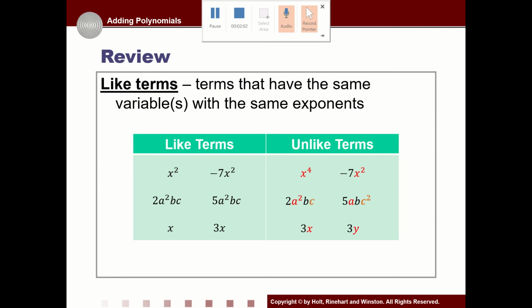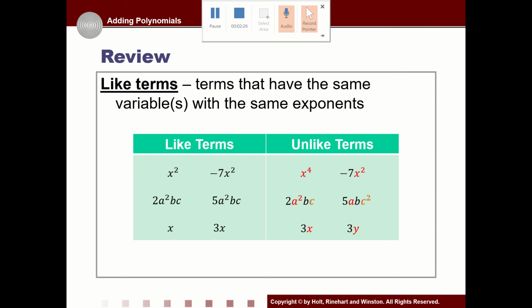If we look back at like terms, that second line, we have 2a squared bc, and then 5a squared bc. Those are like terms. They have the same variables, both have an a, and both a's have an exponent of 2. Both terms have a b, and both terms have the c. So those are like terms.